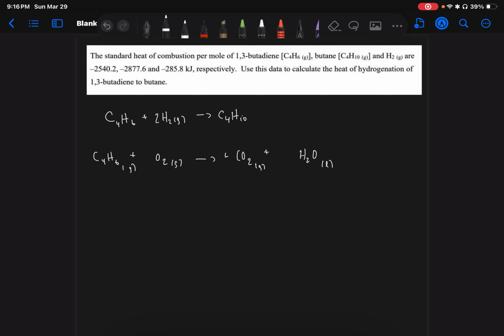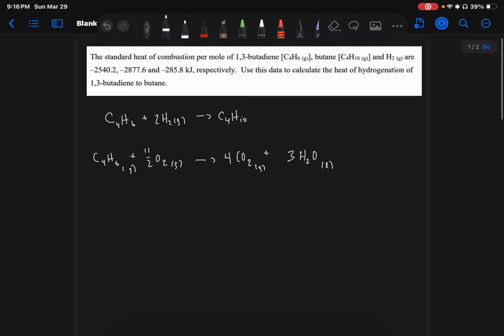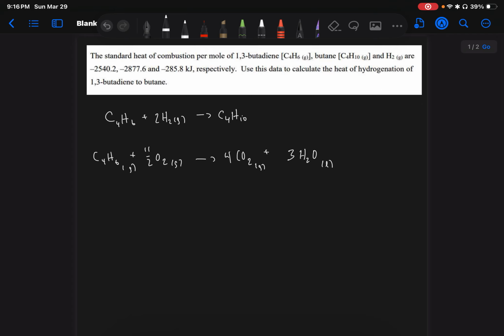C4, we got 4 carbons. So carbons, hydrogens, then oxygen. So we got 6 hydrogens on that side. We got 2 hydrogens on this side, so we need 3. Now how many oxygens do we have? We have 8 plus 3, which is 11, but we have O2, so this will just be 11 over 2. And this is going to be negative 2540.2 kilojoules. Okay, 1 done.